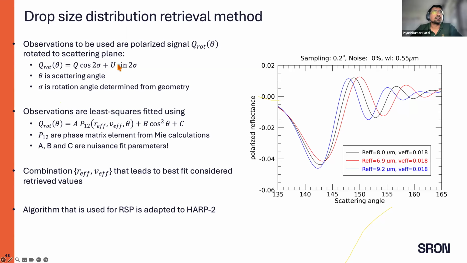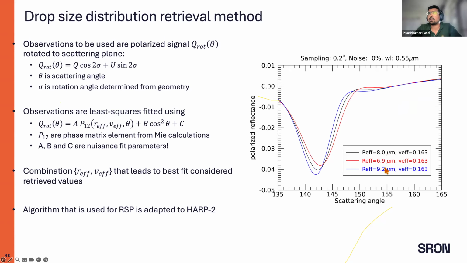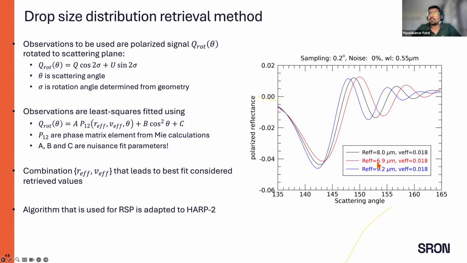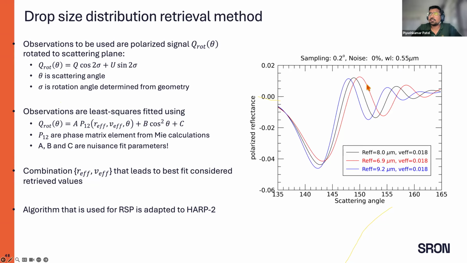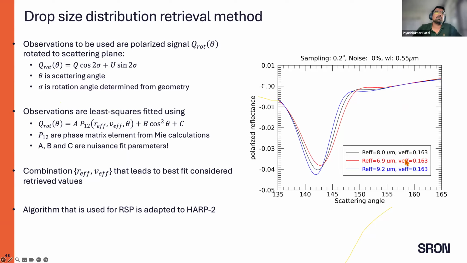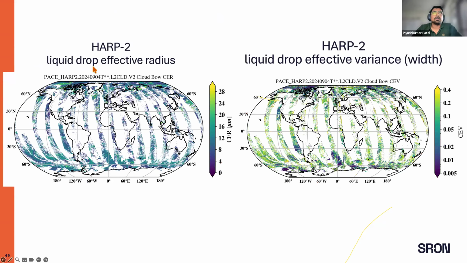I'm not going into the detail, but this is the algorithm we use for retrieving the droplet size distribution, which includes the effective radius and the variance. If you look at this plot, we have different refractive indices and how the variance affects the plot. The variance here is 0.018 for different effective radii. In the next plot, the effective radius is the same, but just by changing the variance, you can see how the spectra have changed. Based on these differences in the spectra, you can also calculate the variance of the cloud droplets.